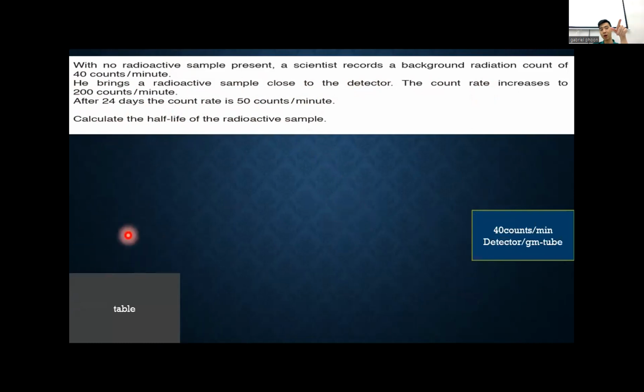Then it says he brings a radioactive sample close to the detector, and now the count rate increases to 200 counts per minute. After 24 hours, the count rate is 50 counts per minute. Oh, sorry, 24 days. The count rate is 50 counts per minute. They ask you to calculate the half-life of the radioactive sample. It's good to have a picture in your head. Without anything on the table, this detector already counts 40 counts per minute. So in order for it to count 200 counts per minute, how much should the radioactive sample be?